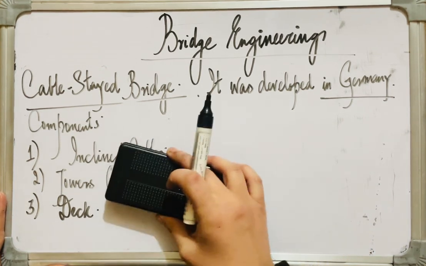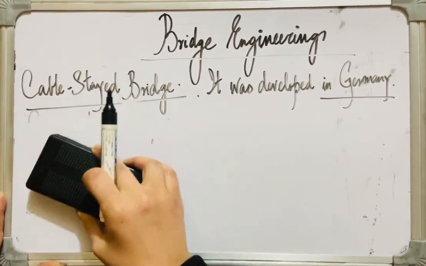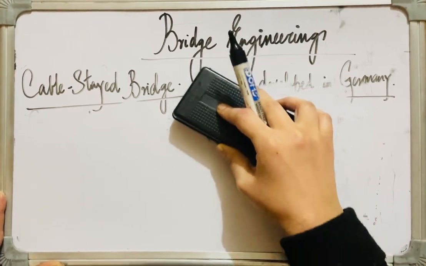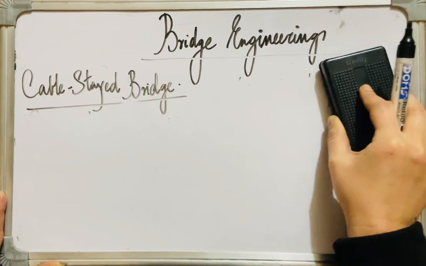All right, let me rub it first. So we have learned that in a cable stayed bridge, the bridge deck remains hung or suspended by means of inclined cable and tower system. All right.